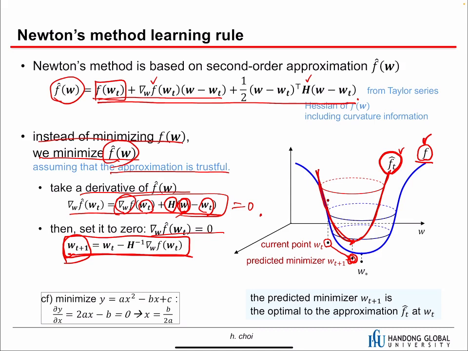This is it. You can actually think of this simple quadratic equation. When we minimize this quadratic equation, we just take a derivative, which is 2ax minus b, and then we set it to 0. That's how we get this solution: x is b over 2 times a. Here, 1 over a is the inverse of a. So this one is exactly the same as this one. This one is one-dimensional, but this one is high-dimensional.